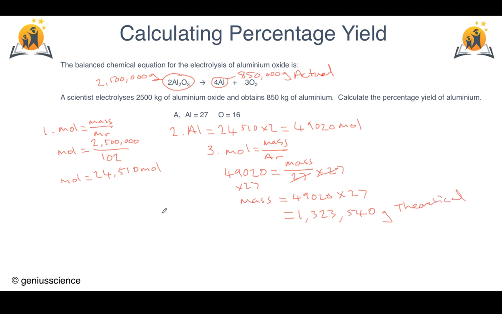So now on to step 4, our last stage of the calculation. So calculating the percentage yield, which is the actual yield of 850,000 grams. That's what we actually got, or what was actually got in the experiment. Divide that by our theoretical yield, so 1,323,540 grams, and multiply that by 100, gives us, to 3 significant figures, a percentage yield of 64.2%. And now we're going to go on to one last example before we end the video.